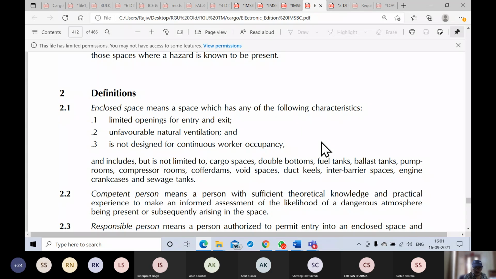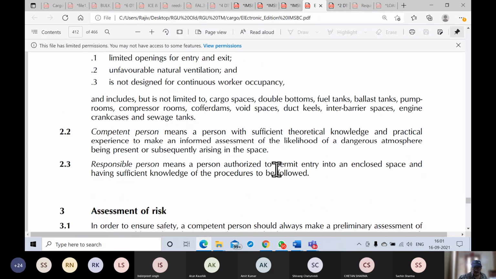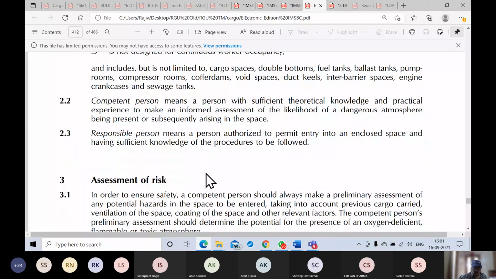The circular describes what is a competent person, which has sufficient theoretical knowledge and practical experience to make an informed assessment of the likelihood of dangerous atmosphere. Responsible person is the one who authorizes a permit to entry.